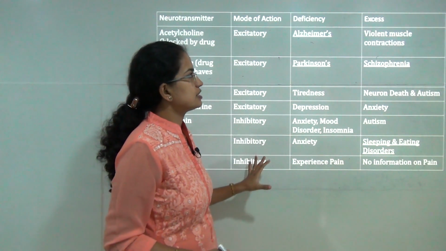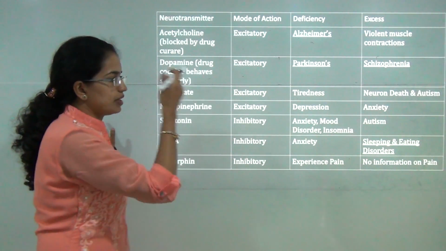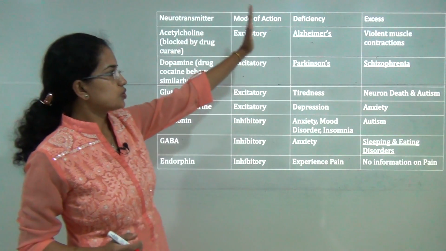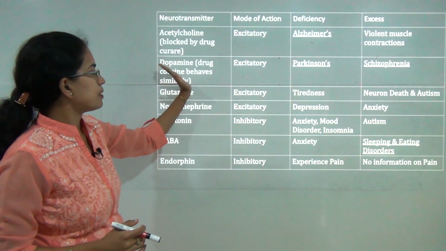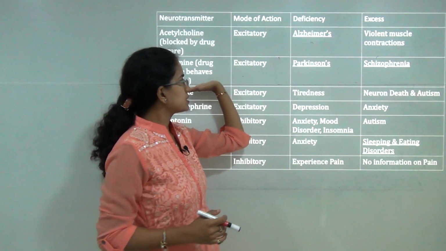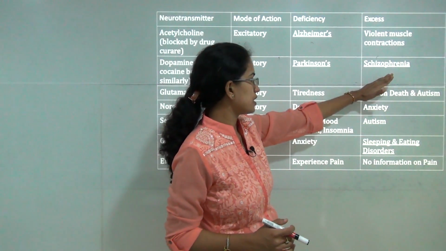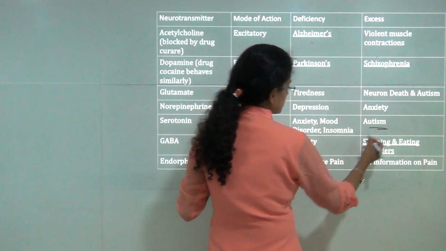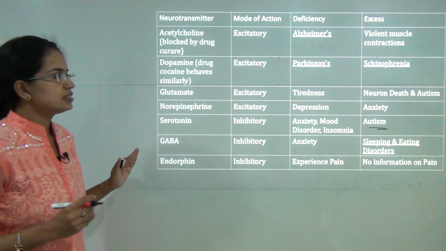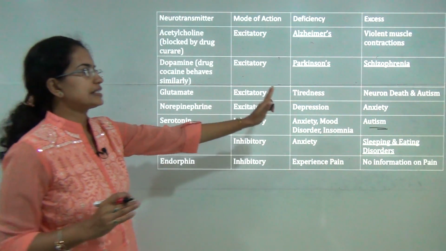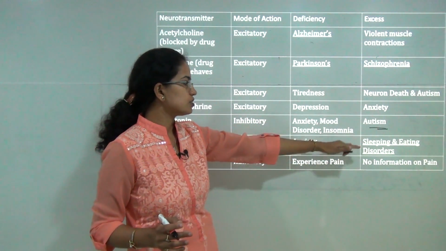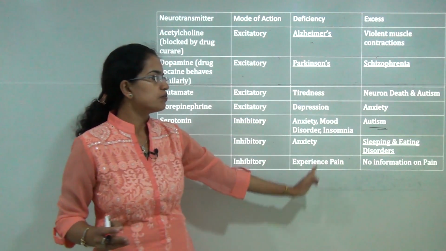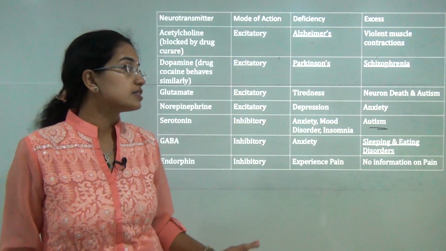Now you have to understand a few of the major impacts. Deficiency of acetylcholine leads to Alzheimer's, deficiency of dopamine leads to Parkinson's, excess of dopamine leads to schizophrenia, and excess of serotonin causes autism. So these are some of the major excesses and deficiencies that you must know. Those which I have highlighted are the most important ones. However, you must remember all of these.